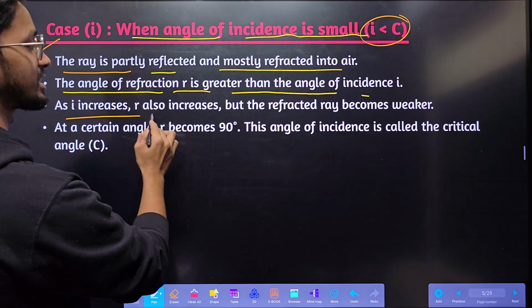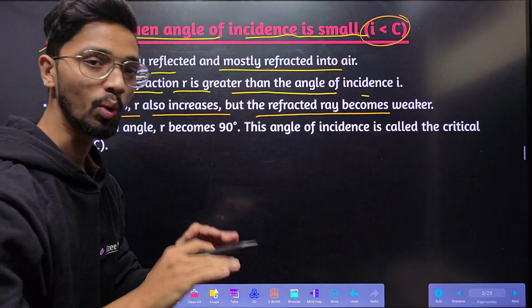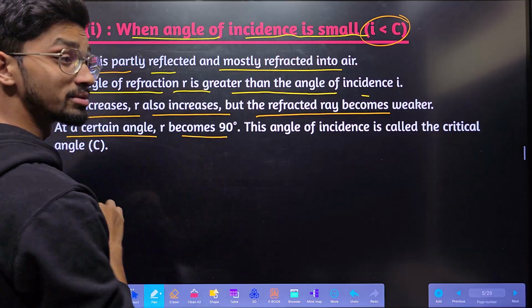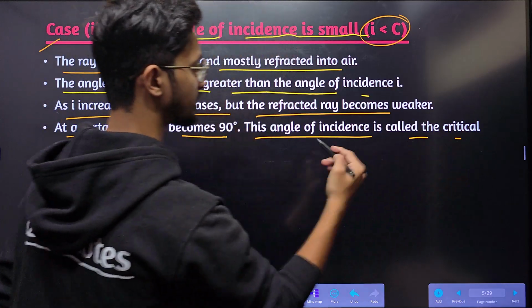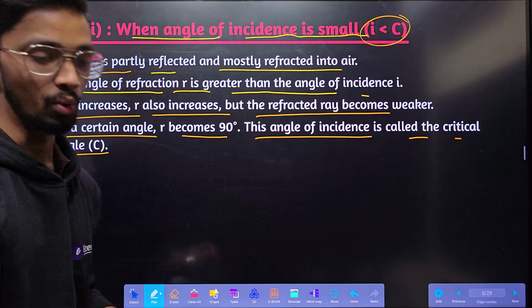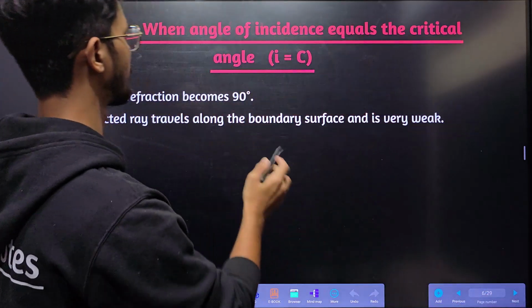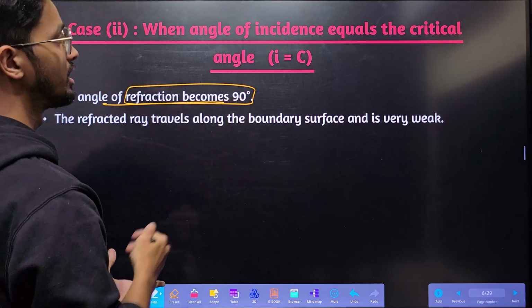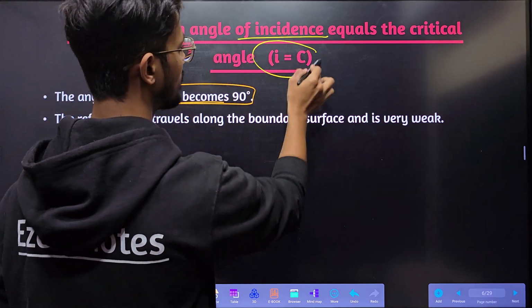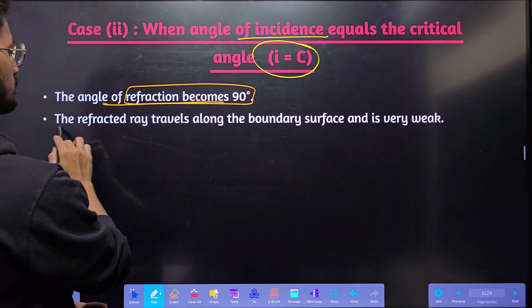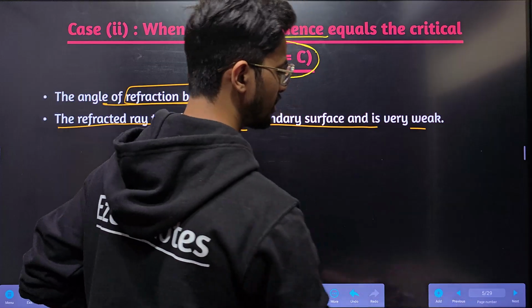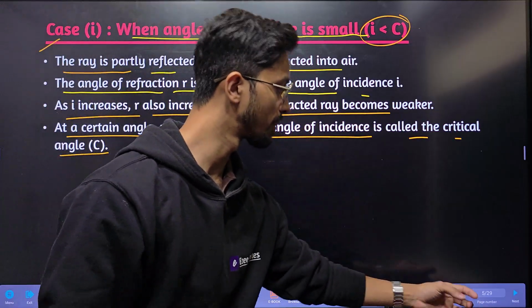As I increases, R also increases, but the refracted ray becomes weaker. At a certain angle, R becomes 90 degrees. When the angle of refraction becomes 90 degrees, the angle of incidence is said to be the critical angle. So the refracted ray travels along the boundary surface and is very weak. It will become too weak.